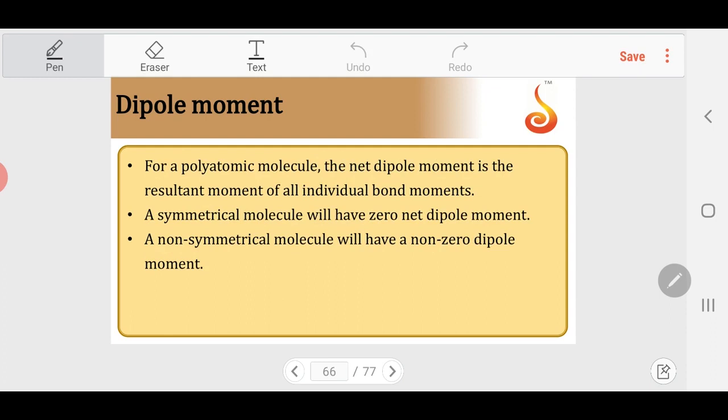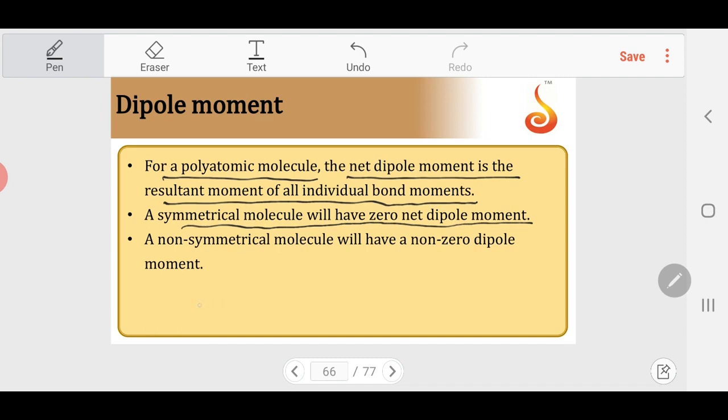If it is a diatomic molecule, usually we can find out e into d. If it is a polyatomic molecule, for each of the polar bonds, we have to find the bond moments and take the vectorial resultant of all these bond moments. So for a polyatomic molecule, the net dipole moment is the resultant of all the individual bond moments. In a symmetrical molecule, the net dipole moment becomes 0. Even though there are polar bonds, the molecule being symmetrical, the bond moments cancel out.